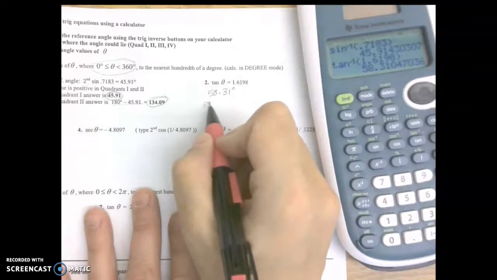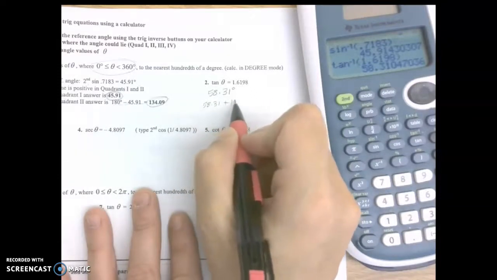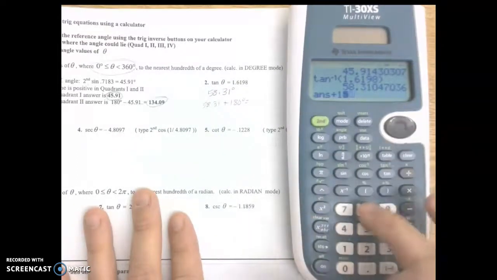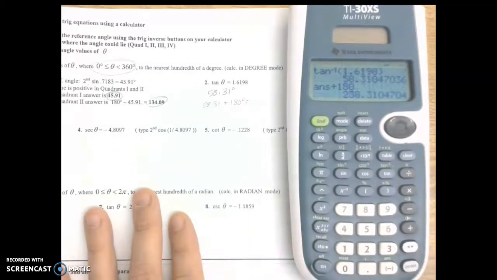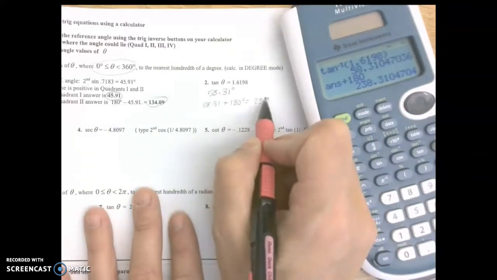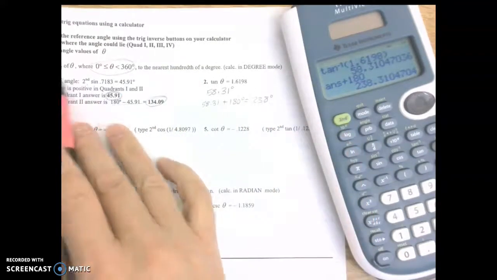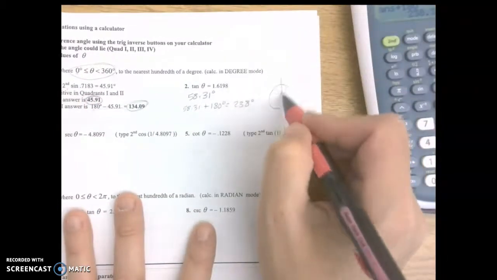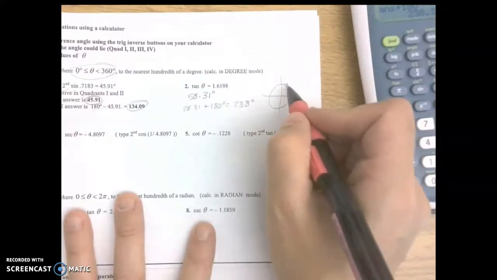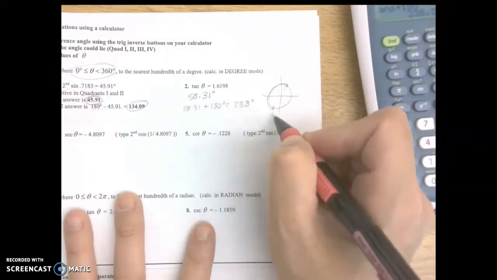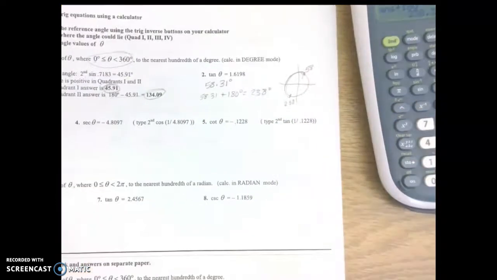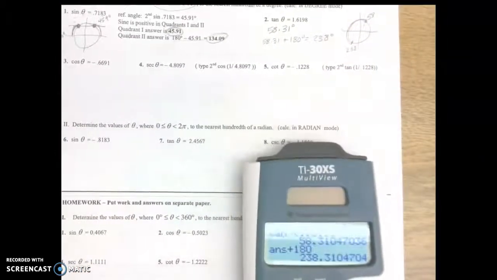Tangent repeats values every pi. So I'm just going to take 58.31 and add 180 degrees, and that will give me 238. Okay, again, it's talking about all the values between 0 and 360. So on the circle here, 58 would be about there. If I add a pi, that's going to put me right here at 238. So just remember, with tangent, whatever value you get, you can add or subtract pi.